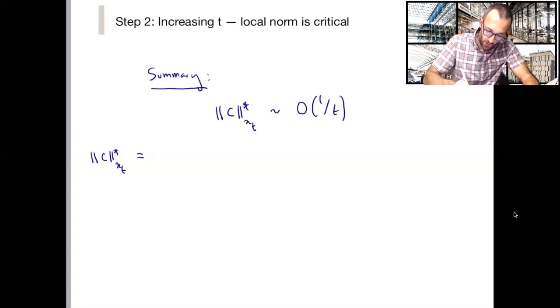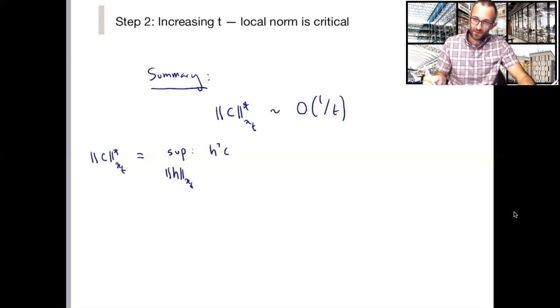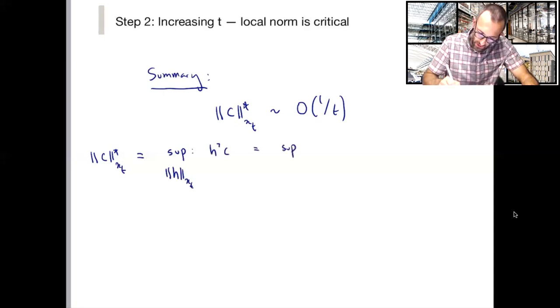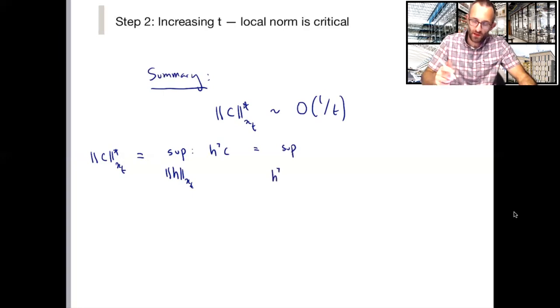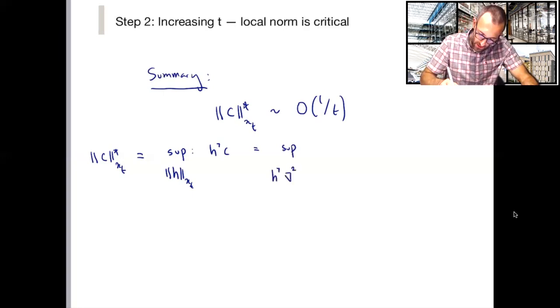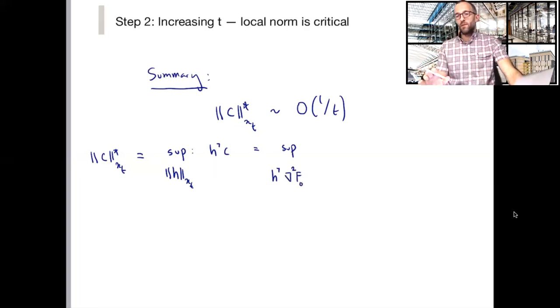So this is equal to the supremum, just by definition, of h in the local norm, not the dual norm, of h transpose c, which is equal to the supremum of h transpose, I'm just writing out the definition of the dual norm here, times the Hessian of f0. And again, just a side comment, remember that all the ft's only differ in the linear term, c transpose x. And so all their Hessians are the same.